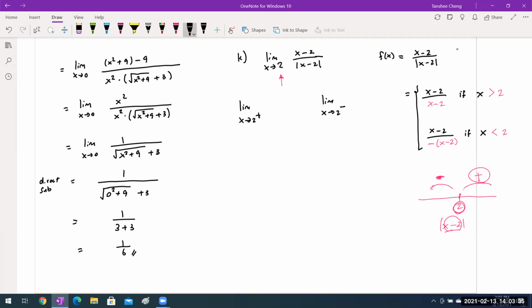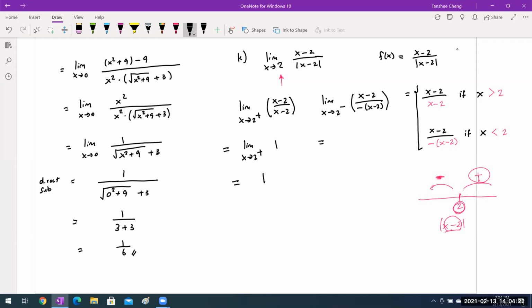So from the right-hand side, the function will be x minus 2 over x minus 2. For the left-hand side part, we will get the function x minus 2 over negative of x minus 2. So simplifying this, evaluating this limit, I cannot do the direct substitution because the limit is not within the domain of the function. So when I simplify it, this will be the limit as x approaches 2 from the positive side of 1. Limit of a constant is a constant.